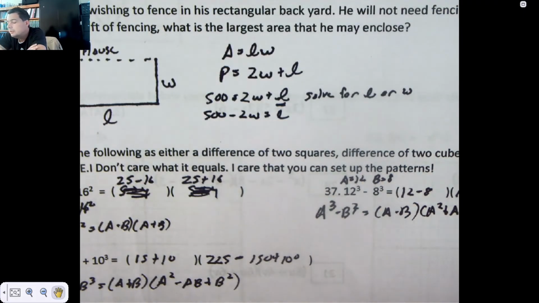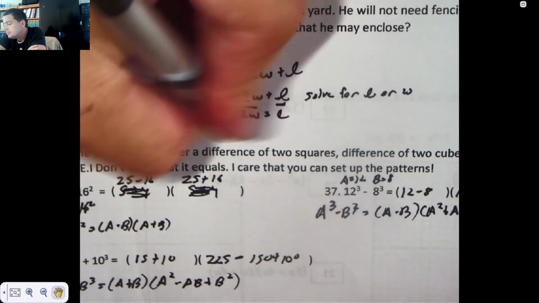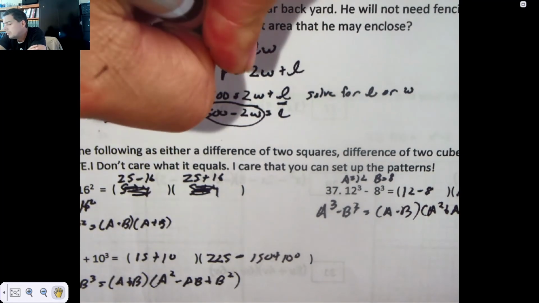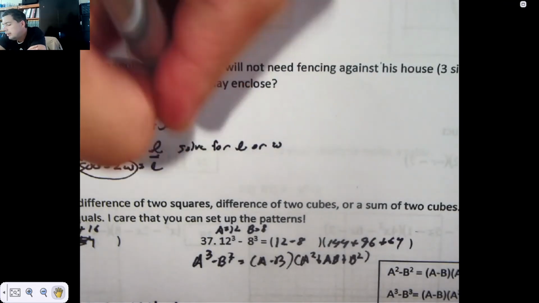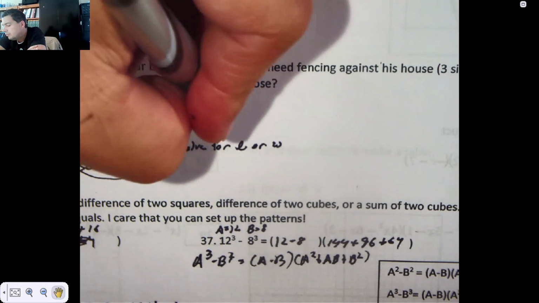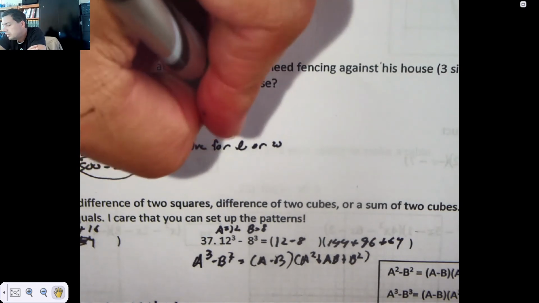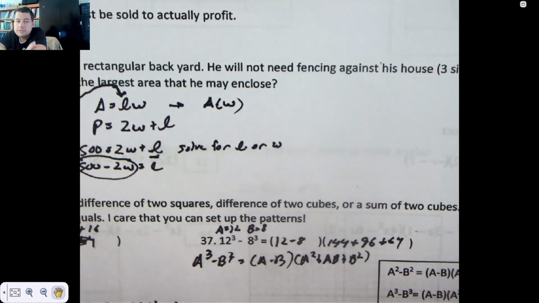Now what can I do? I can do something cool. I can use the substitution property. Everywhere I see length, I write 500 minus 2 width. And what I'm doing is writing an area function in terms of W, which I get to call A sub W, because all the variables are W's.